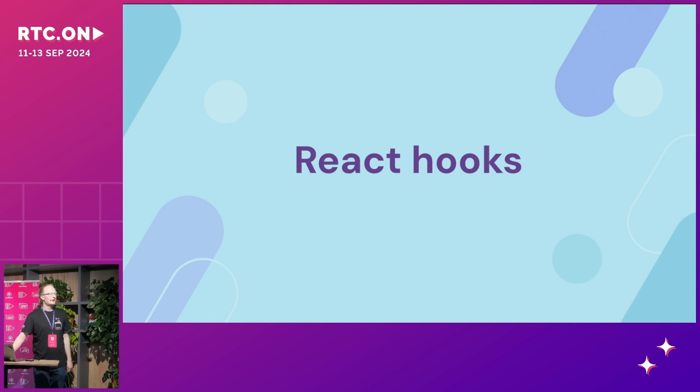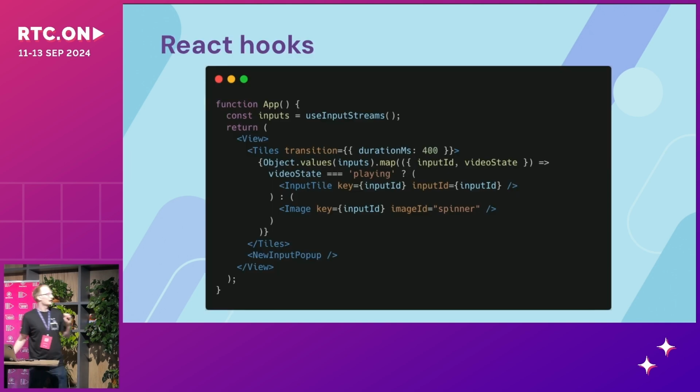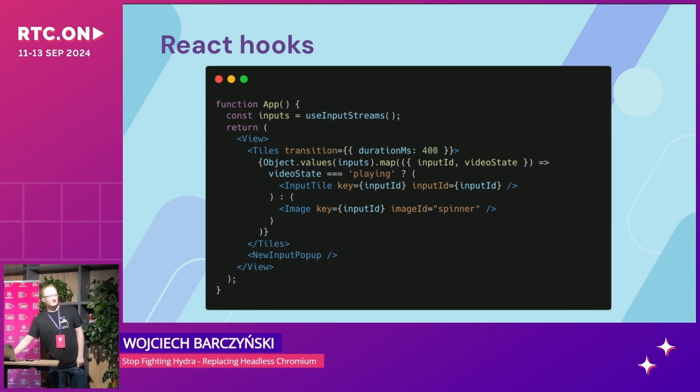Okay. You can also use regular React hooks. So let's display a new stream animation, a new stream notification, when a new stream joins. This is pretty much the same code as earlier. We just wrapped the tiles with a div and added a new component that we're going to implement next.